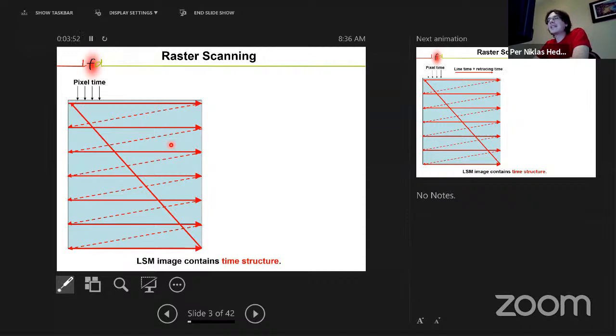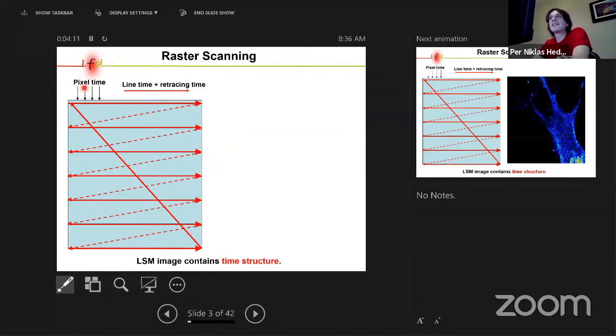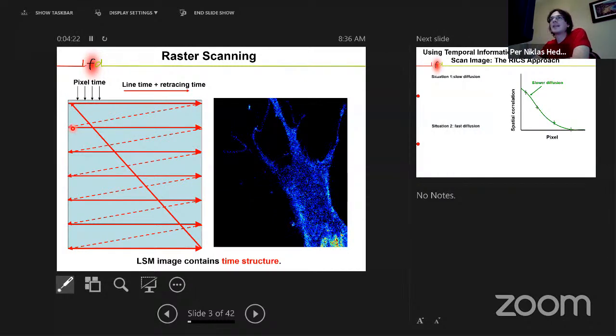Okay, so this means our image already contains a time structure, because each of those pixels was acquired sequentially, one after the other at different times, and we know which time because the pixel dwell time is one of the parameters we set in our instrument. From the pixel time, we get the line time, which is the time it takes to scan a line plus the retracing time going back to the origin. And then, of course, we have the time for one frame.